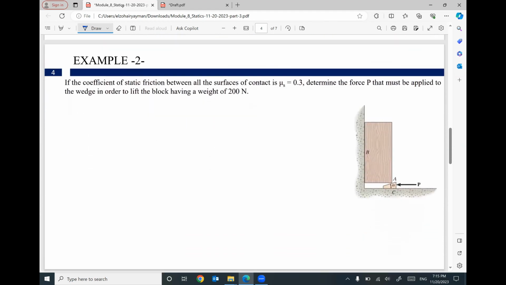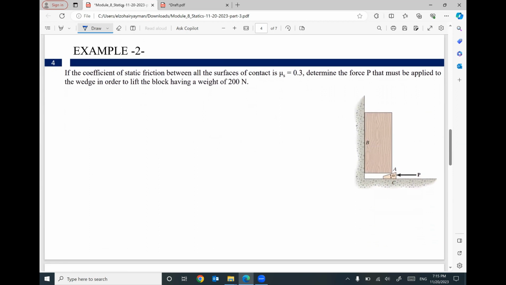I would like to start with this one. Then I will go back to example number 1. We have a block. This block has a weight equal to 100 Newton. I would like to push or to lift this block up. So I have a wedge here, and I'm trying to push this wedge below, under the block.